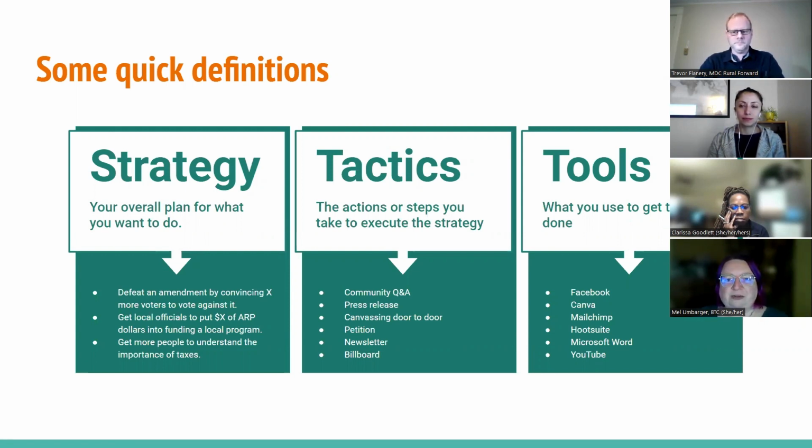So it might be things like a press release, a community gathering, a Q&A session, a petition, or a newsletter. And then tools are simply the things that you use to get the job done. So we're talking about Facebook, Canva, MailChimp, Word, whatever it is that you're using. That's just the tools. So Susie, the next slide.